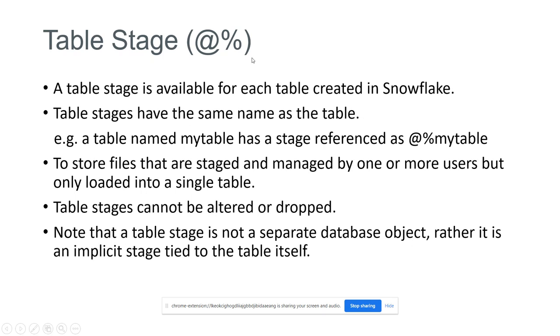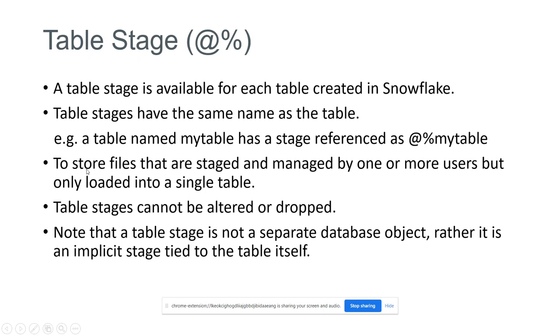That stage will have the same name as the table name. Suppose we are creating a table called customer, then there will be a table stage associated with the table with the same name, customer. So how can you see that staging area? By using this notation, at the rate percentage. Suppose I have a customer table and I want to see all the files present in the customer table stage. Simply run list at the rate percentage and provide the table name, like list at the rate percentage customer. Then it will display all the files present in that table staging area.